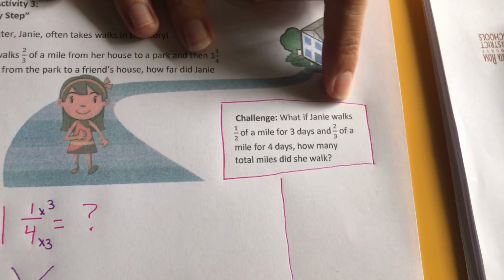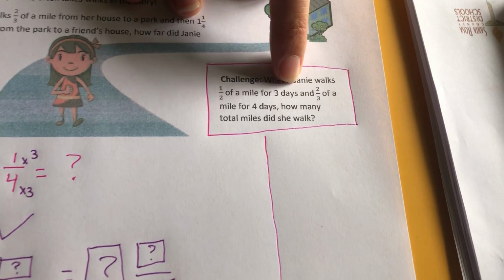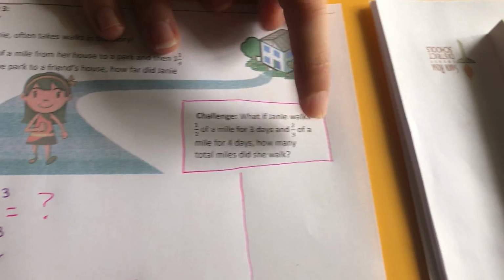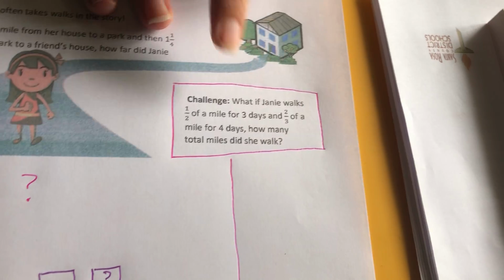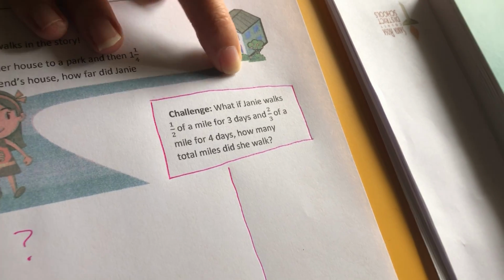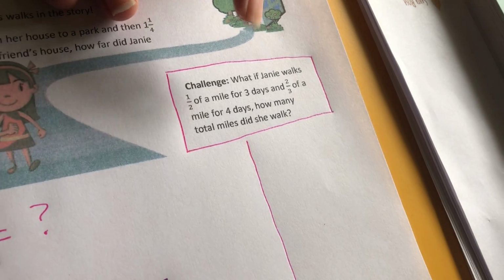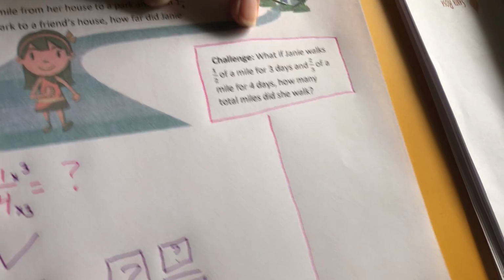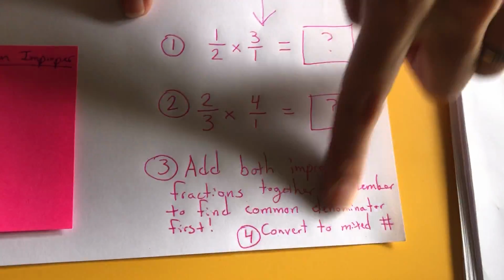Now, let's look at the challenge. It says, what if Janie walks 1/2 of a mile for 3 days and 2/3 of a mile for 4 days? How many total miles did she walk? You can do repeated addition for this if you wanted to. You could do the method I just showed you, but do multiple addings. Or you could multiply and then add. And that's what I did. So I drew a little arrow, came down here to work on this challenge.